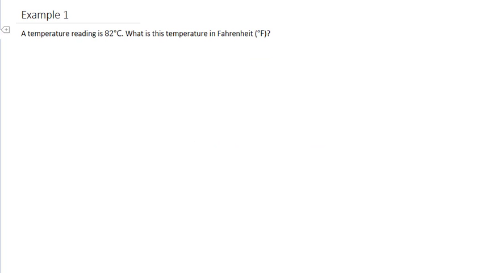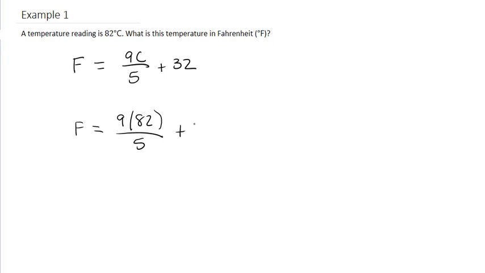Example 1. A temperature reading is 82 degrees Celsius. What is this temperature in Fahrenheit? So we're going to need to use the following formula of Fahrenheit is equal to 9C over 5 plus 32. So Fahrenheit is equal to 9, let's put in 82 over 5 plus 32. So let's get our calculators out.